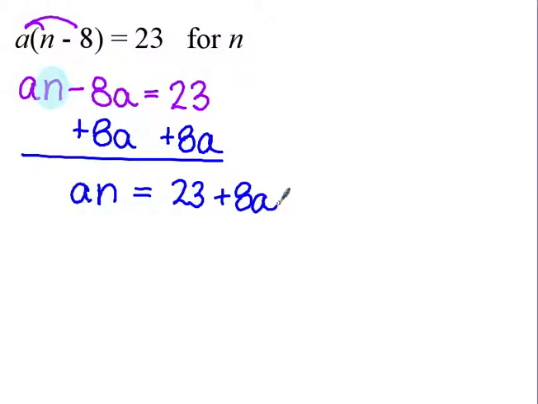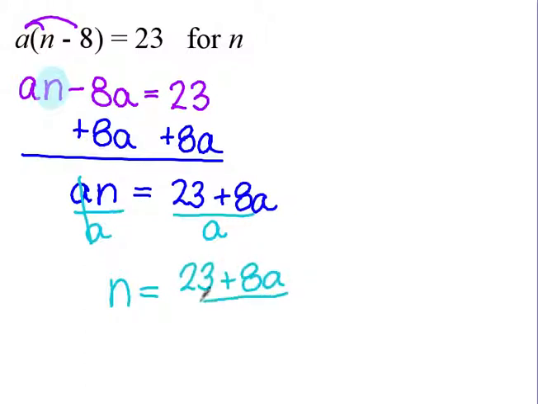What are you going to do now? Divide by a, yep. So on the left side, those are going to cancel. It's going to leave you with n equals 23 plus 8a, all divided by a. Now, can you cancel an a out? No, because it is not in all 3. Remember, in order for you to cancel anything out, it has to be in all 3.